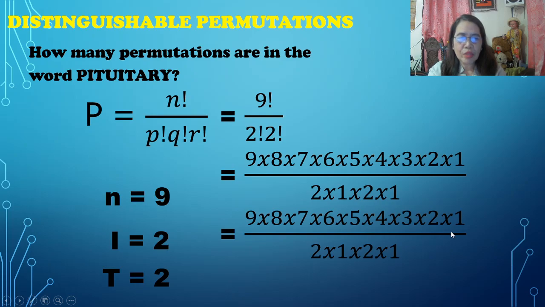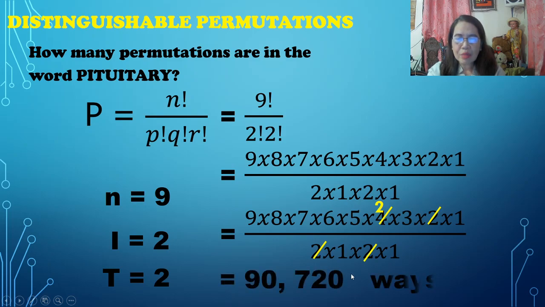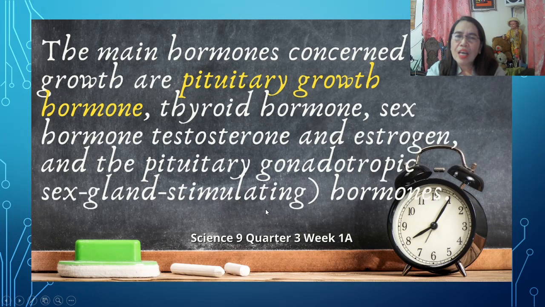Expanding. So, ano yung cancel natin? So, cancel yung 2 sa taas, 2 sa baba. O, pwede natin cancel yung 4 and 2. So, hindi sila pareho. Pero, 4 divided by 2 is 2. So, may matitirang 2 sa taas. So, ang natira na ay 9 times 8 times 7 times 6 times 5 times 2 is equal to 90,720. So, yun ay distinguishable. Next, yan.